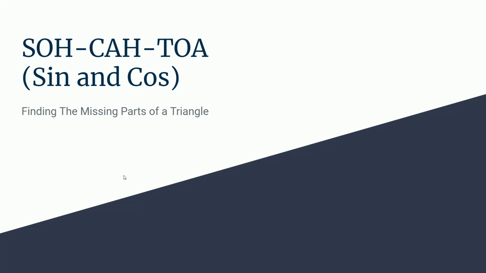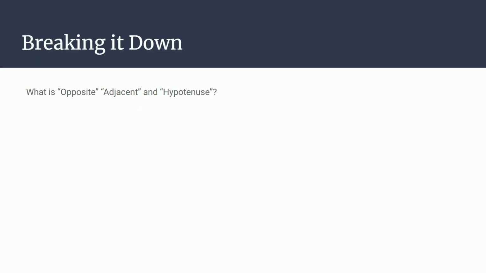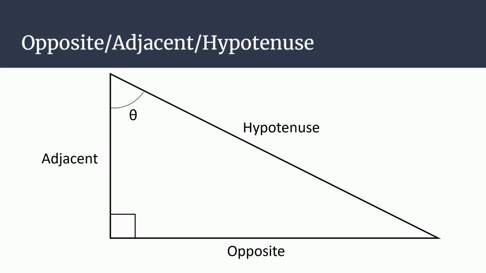Okay, this is going to be a generic lesson on sine and cosine, focusing on the SOH CAH TOA method, finding the missing parts of a triangle. So a quick review: opposite, adjacent, and hypotenuse. Everything is from the theta's perspective.